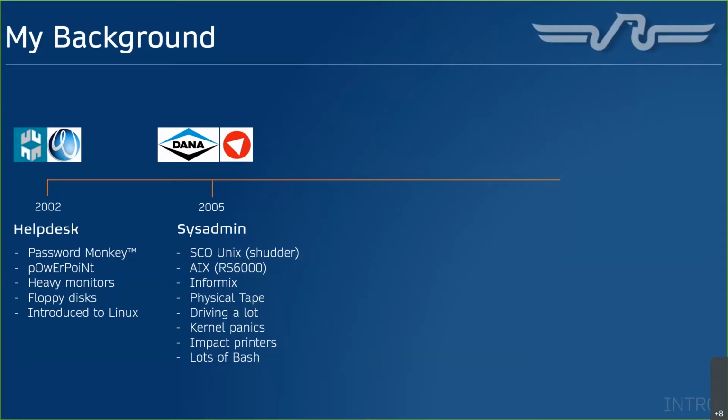And I got to experience a fair amount of interesting situations there. Did lots of bash scripting, and then got to deal with SCO Unix as well, which is not something you see in the wild very much these days.